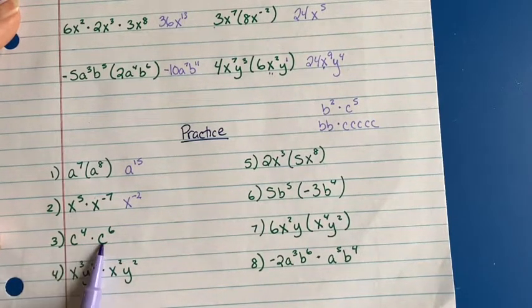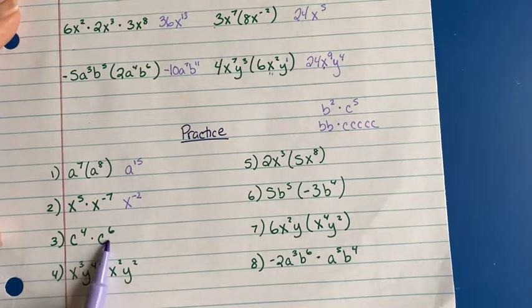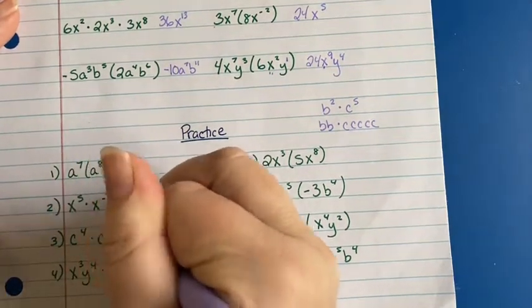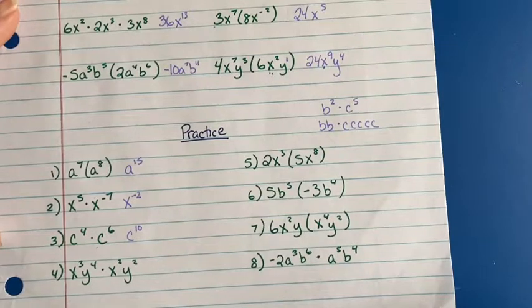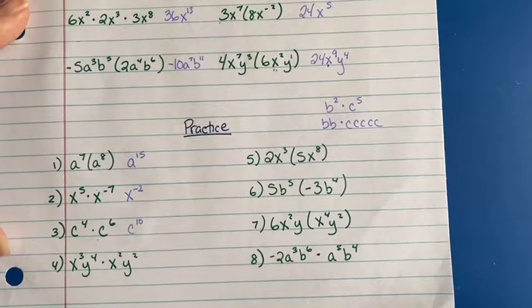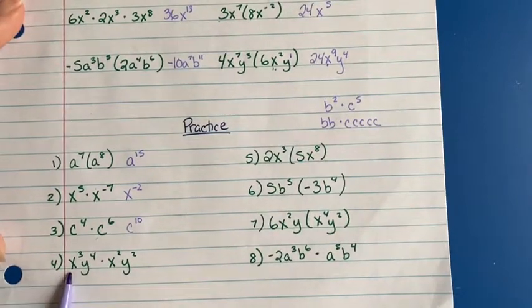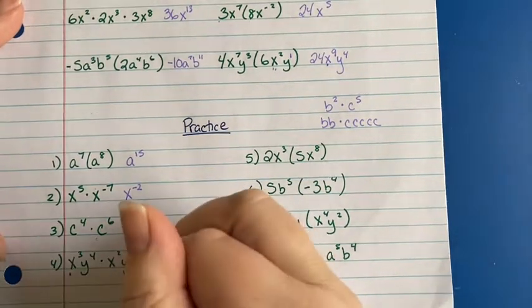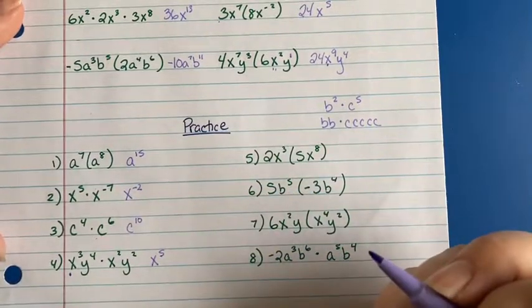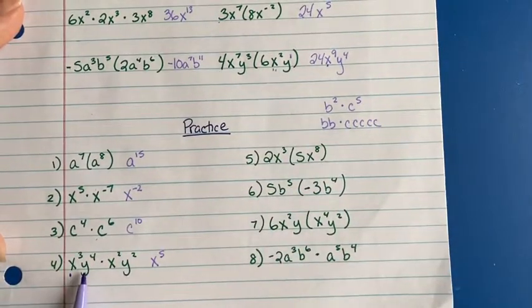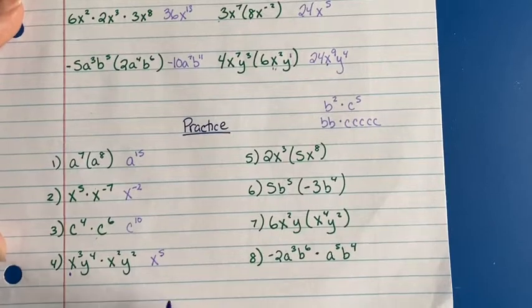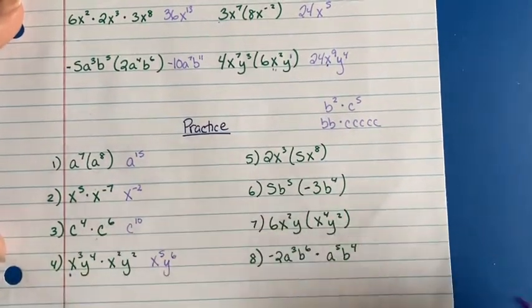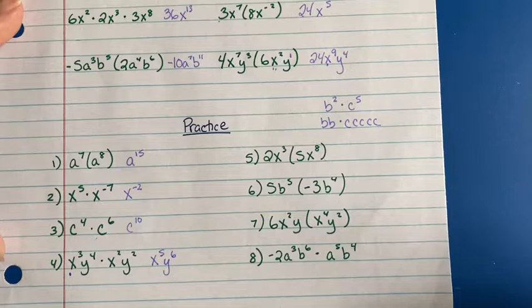C to the 4th times c to the 6th, so there's 4 c's multiplied, then 6 more. That's a total of c 10 times, so c to the 10th power. X to the 3rd is going to join up with x squared. So x to the 3rd, x 3 times, x 2 times, that's x 5 times, x to the 5th power. y to the fourth times y to the second power is y to the sixth power. It's going to get multiplied 6 times.